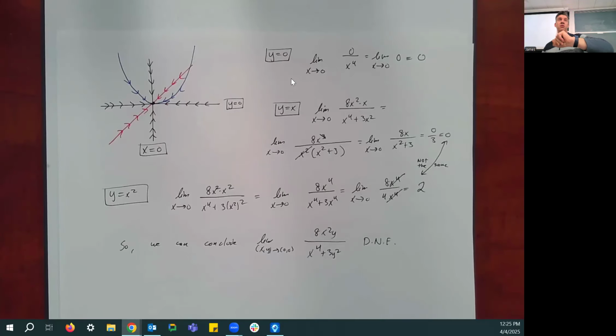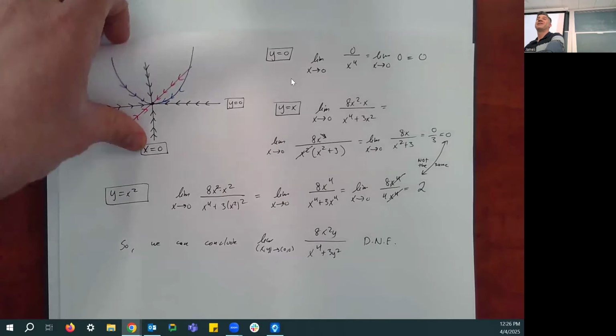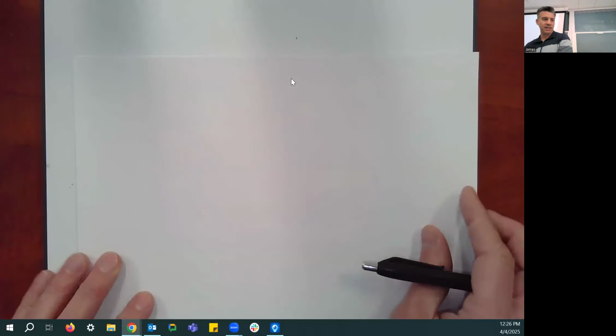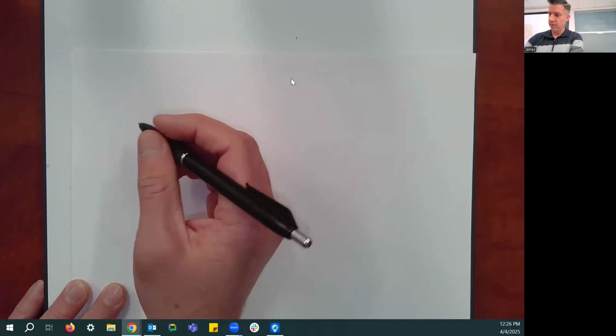Is this all trial and error? Yes, it is all trial and error. How exciting. Until you get two different values, which shows that the limit does not exist. You might be wondering how you show the limit does exist. We'll talk about that in a second. So why don't you all try this one?